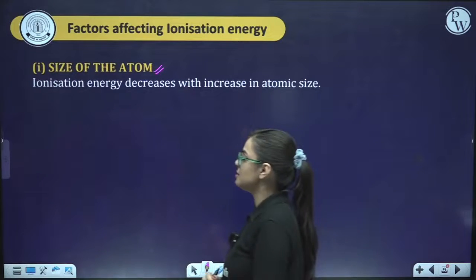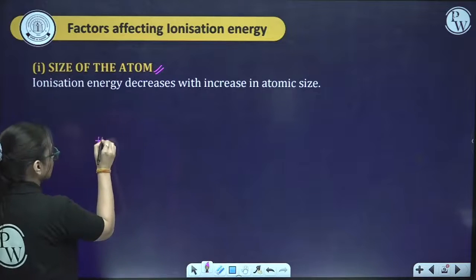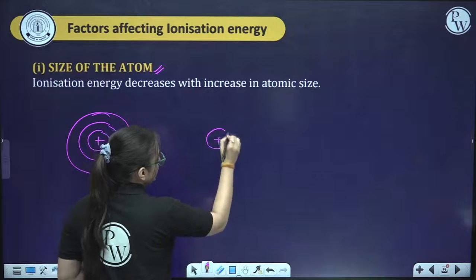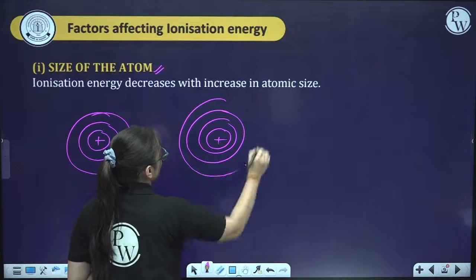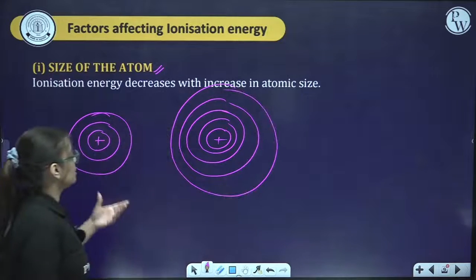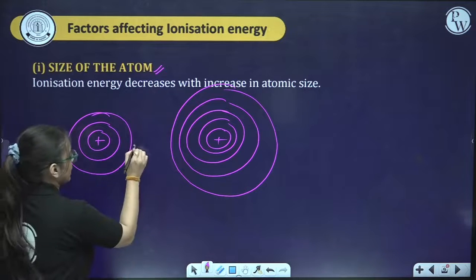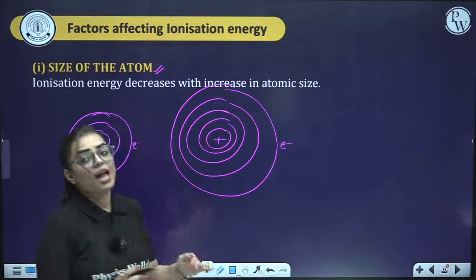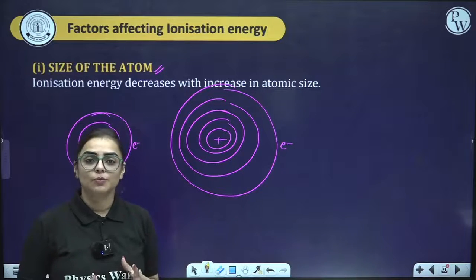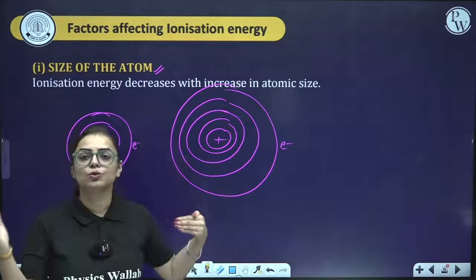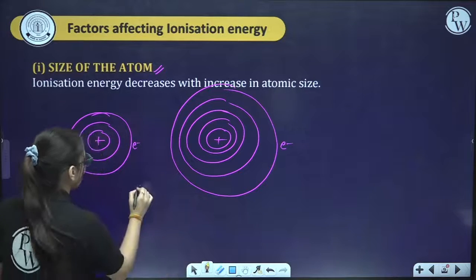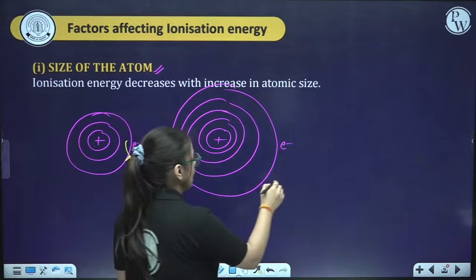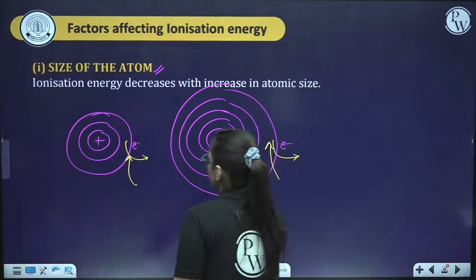Let us consider this. For example, if this is my first atom, it has 2 shells, and this is another nucleus which has, let us consider, 4 shells. This has 2 shells, this has 4 shells, and here is an electron in the outermost shell, and here is an electron in the outermost shell. What is ionization energy? Ionization energy or ionization enthalpy is when we give some energy in order to remove the electron from the outermost shell. So the energy I have to give to remove the electron from the outermost shell of this will be its ionization energy, and the energy I have to give to remove it from this will be the ionization energy of this.